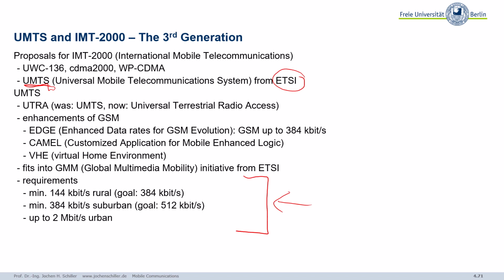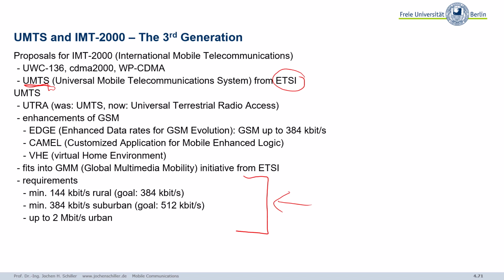As we will see, it's not the only 3G system. It's one example, a very successful one. Well, the most successful one, similar to GSM, the most successful second generation system. So UMTS is one of the proposals. UMTS consists of UTRA. UTRA is now called the Universal Terrestrial Radio Access. So a radio access part covering the radio parts was called UMTS.